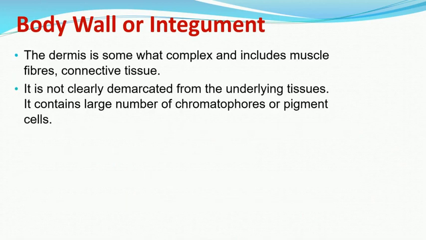Now the second layer of the body, that is the dermis, is a bit more complex than the epidermis. It includes muscles, fibers and connective tissues. It is not clearly demarcated from the underlying tissues and it contains a large number of chromatophores. These chromatophores are nothing but pigment cells. These pigment cells play a role in giving color to the shell.